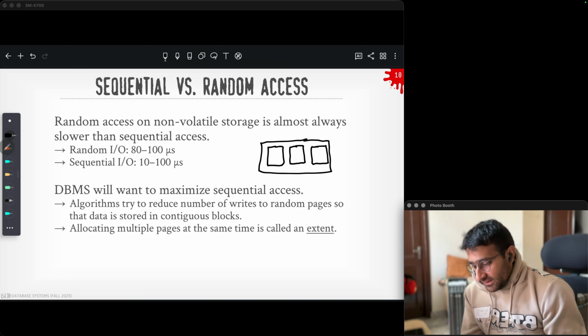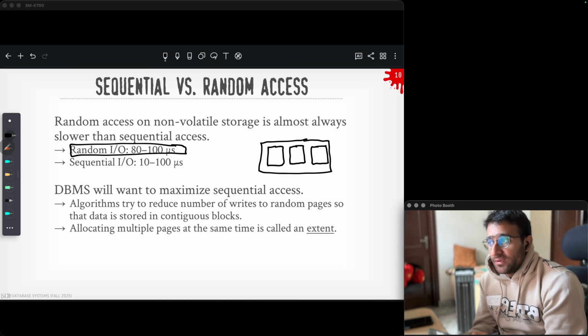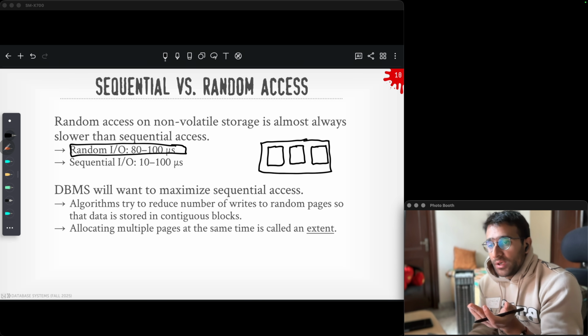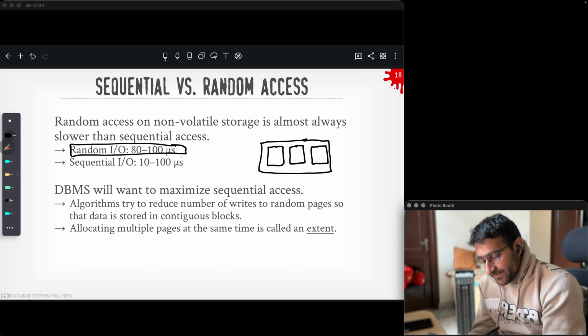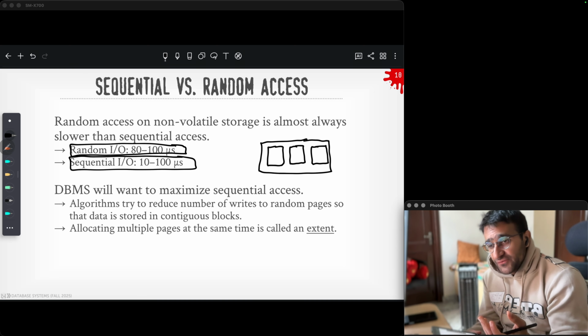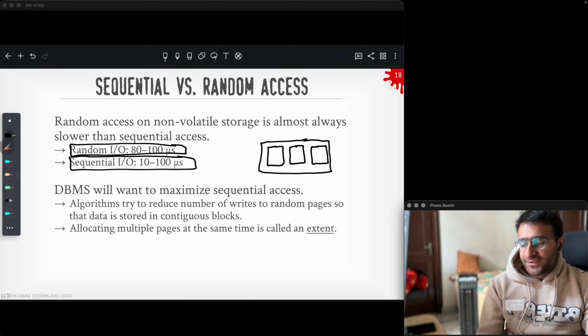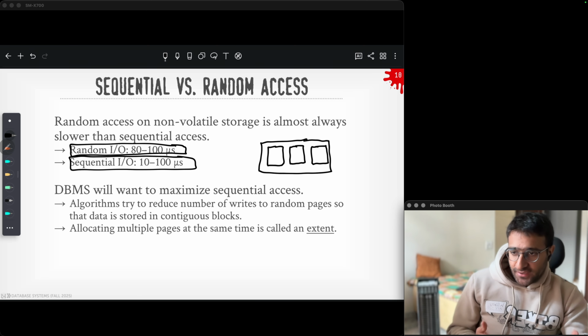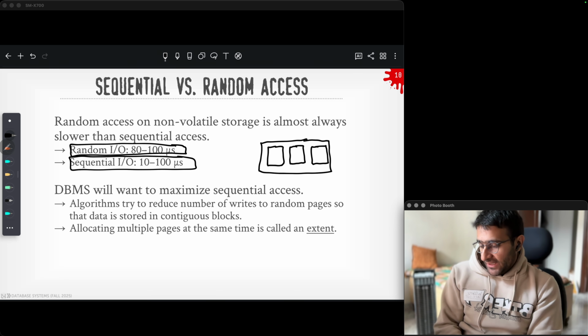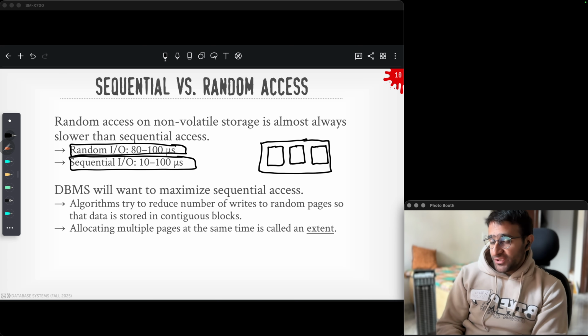So in this slide, there are some metrics. This first metric is the random access metric, which says that when you're reading blocks randomly, it usually takes about 80 to 100 microseconds. And when you're reading sequentially, it's much faster. Obviously the distribution might differ, and some reads are slower, but on average, you will get much faster speed and much better performance using sequential reads and writes.